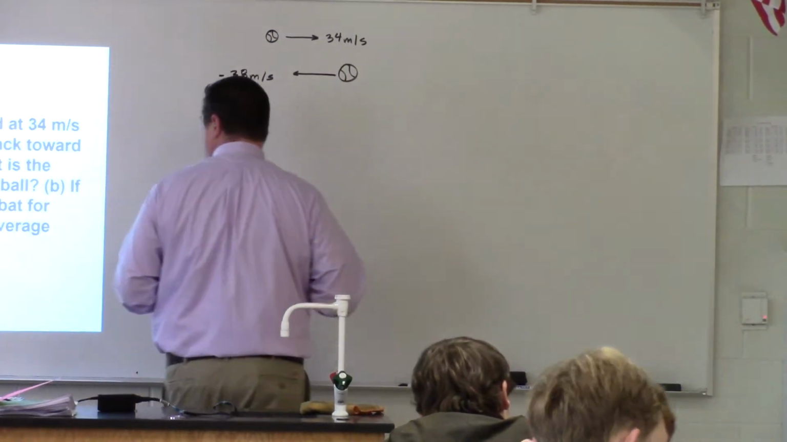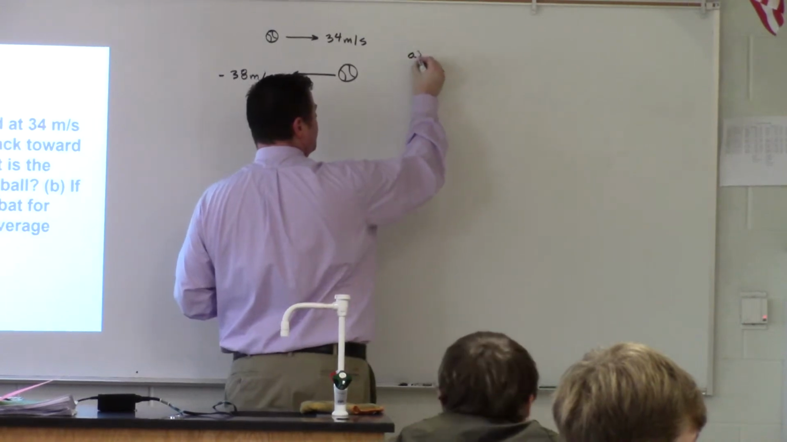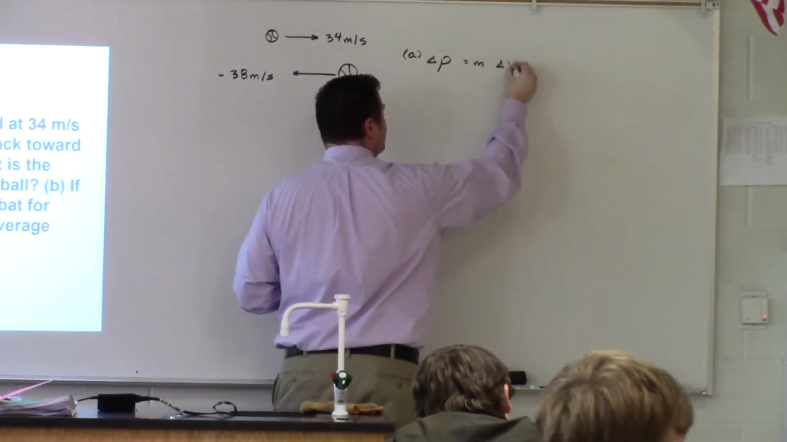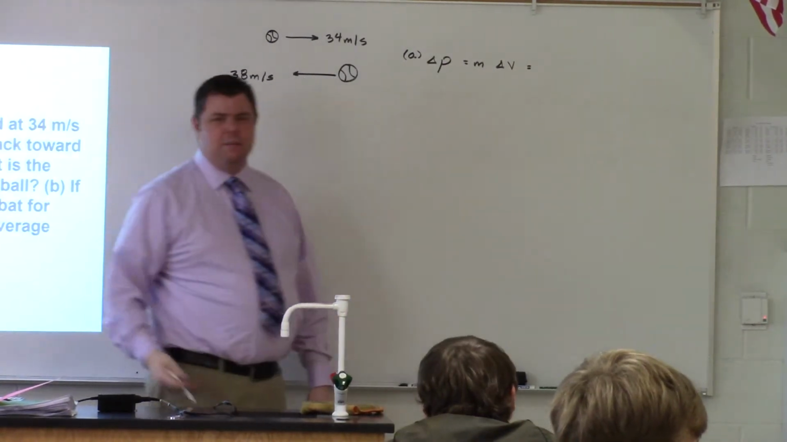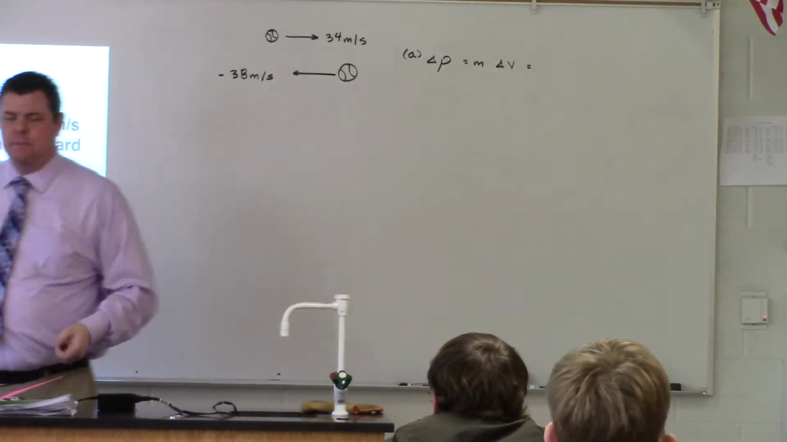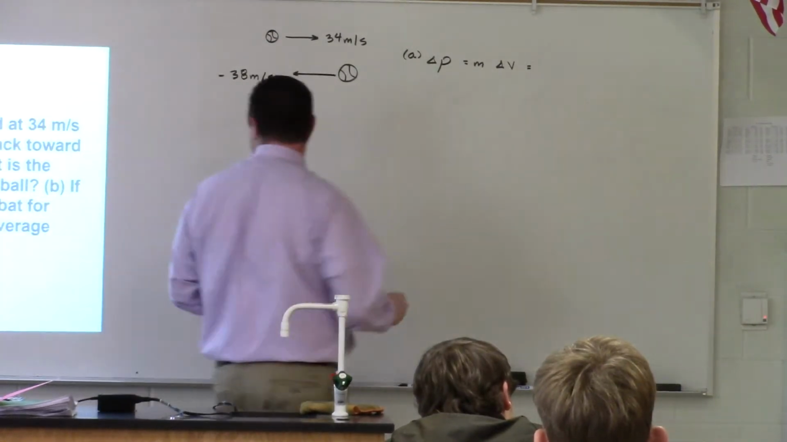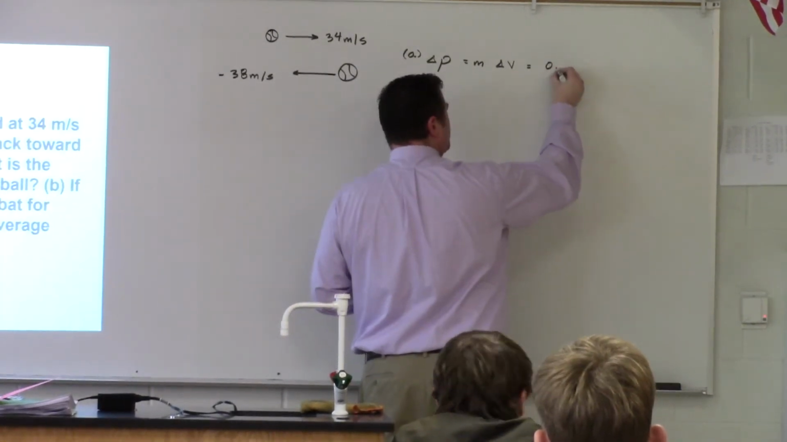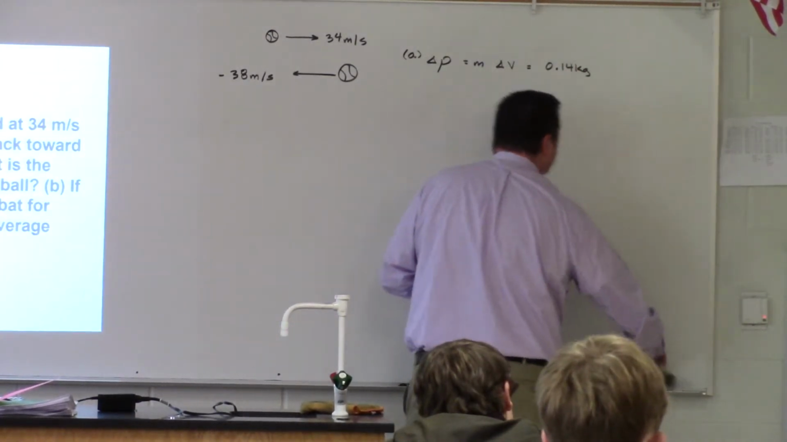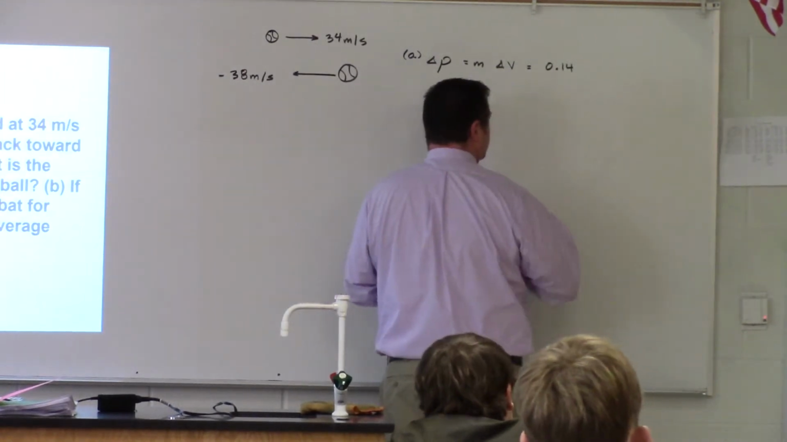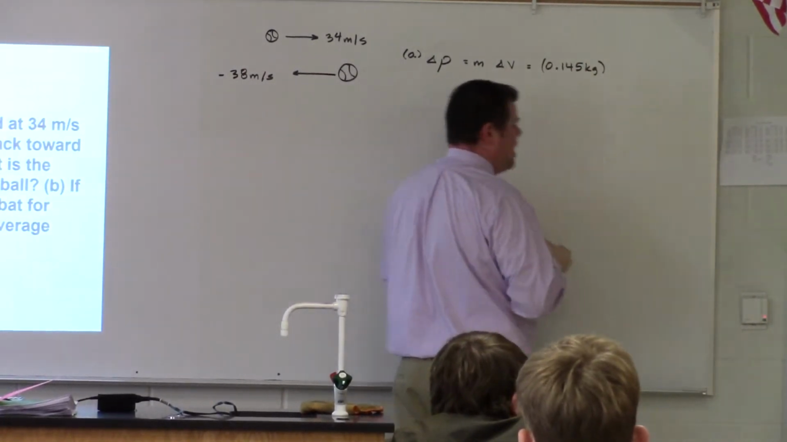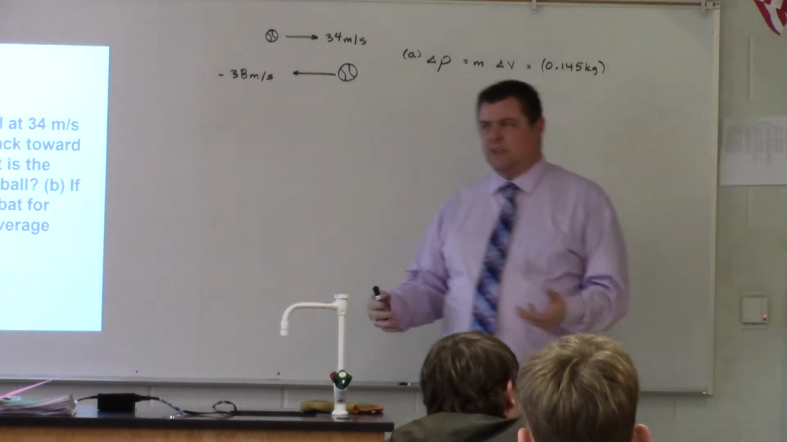So now, when we're finding the change in momentum, we can find the change of momentum a couple different ways. One is by doing mass times change of velocity. The mass of the baseball doesn't change, so we've got a mass of 0.145 kilograms. Left off the 5 there. Times the change of velocity.